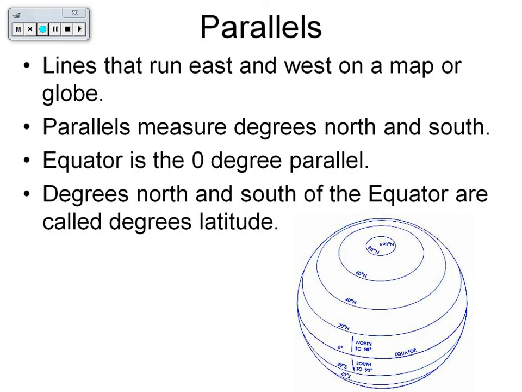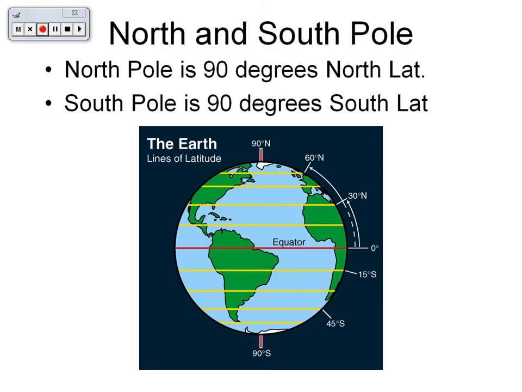Now, on a globe or map, you're also going to see lines running east and west, and those are called the parallel lines. They measure degrees north and south. The equator is the 0-degree parallel, and anything above the equator is degrees north latitude. Anything south of the equator is degrees south latitude. The North Pole and the South Pole are the 90-degree north or 90-degree south latitude marks.